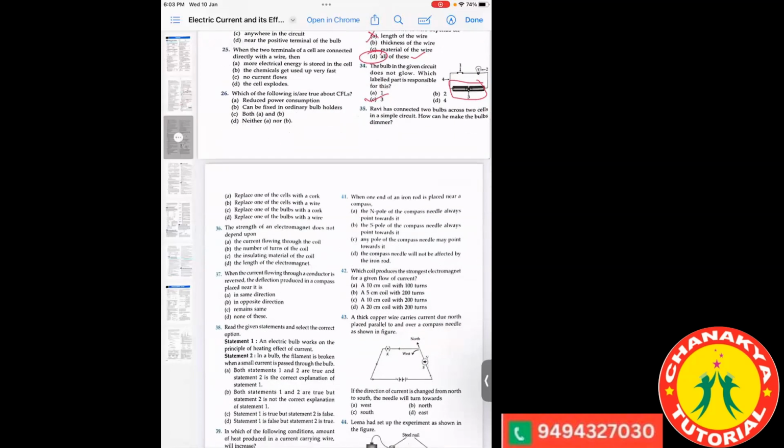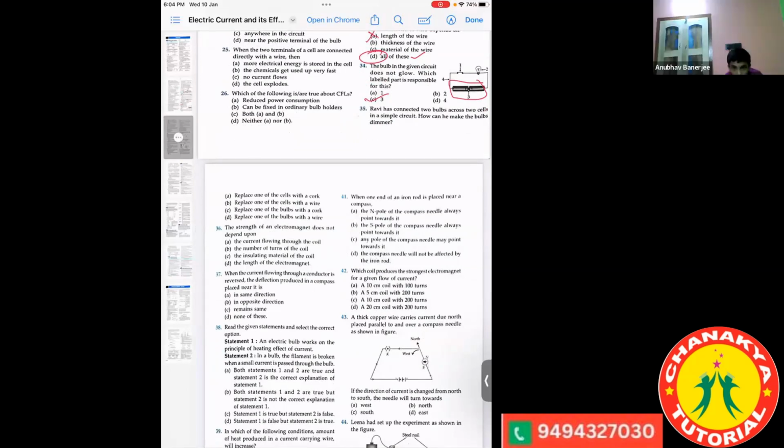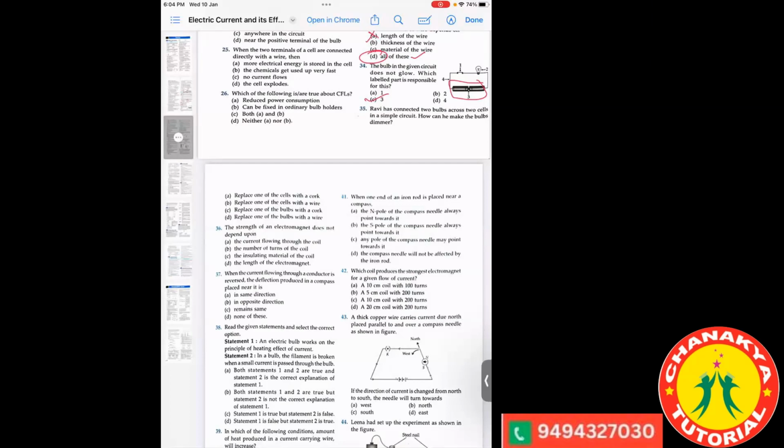Question number 35. Yes, Anubhav, go ahead. Yes, ma'am. In question number 35, Ravi has connected two bulbs across two cells in a simple circuit. How can you make the bulbs dimmer? I have written replace one of the cells with a wire, option B. Yeah. So option B is correct.